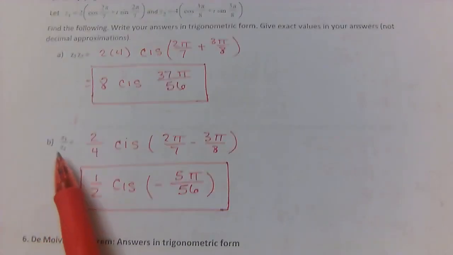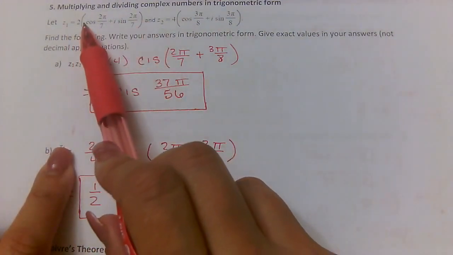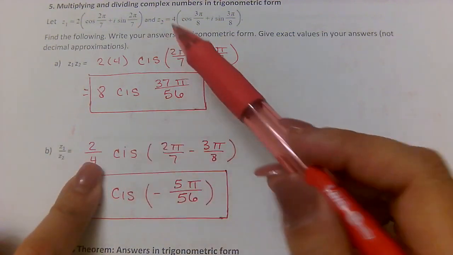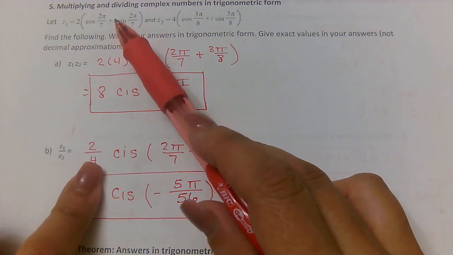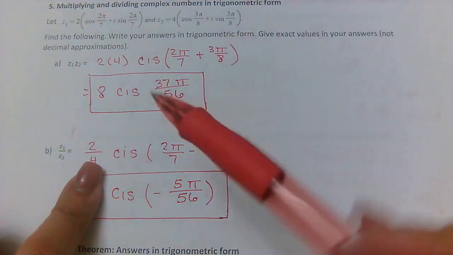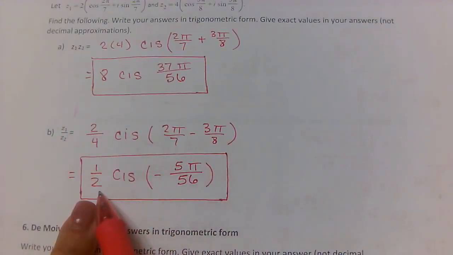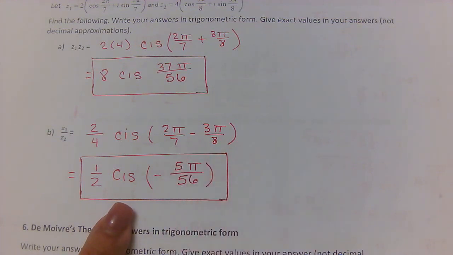For part B, we're dividing. So Z1 is at the top, so you're going to use the R1 at the top. So that's 2 divided by 4, CIS, and then subtract your thetas. Always do the first one on top, so it's going to be your first theta minus your second theta. So I plug that into the calculator. Simplify your 2/4 to 1/2, CIS, and then just plug this into the calculator and you should get that answer.